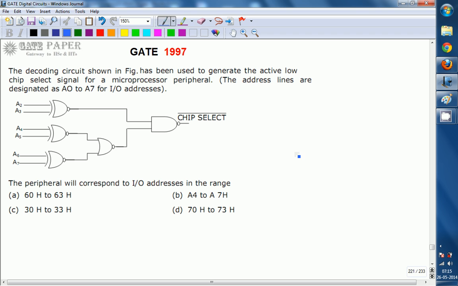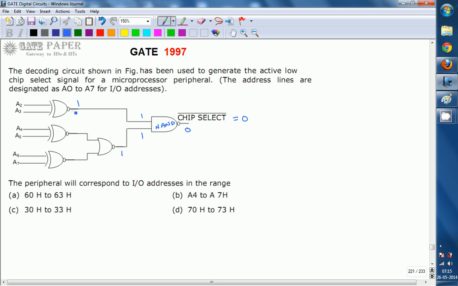It was given that the chip select signal is active low. An active low chip select means the chip select must be equal to 0. So the output of this NAND gate must be 0. For a NAND gate, the output will be 0 only when all of its inputs are ones. So both inputs of this two-input NAND gate must be logic 1. That implies this XNOR gate's output must be 1, and this NOR gate's output must be 1.